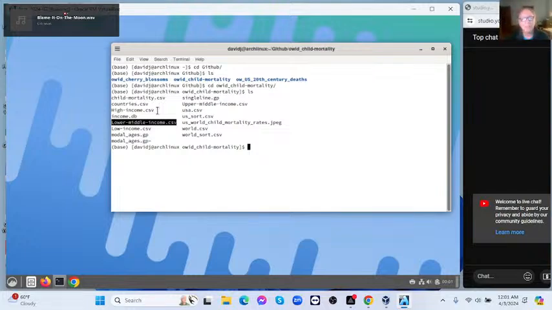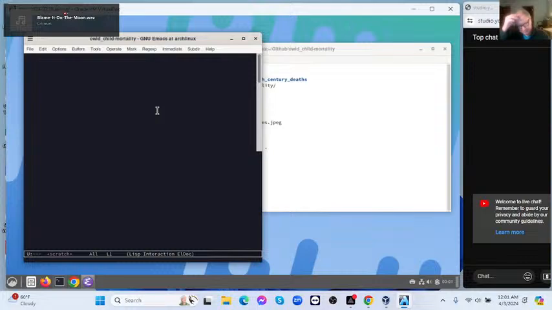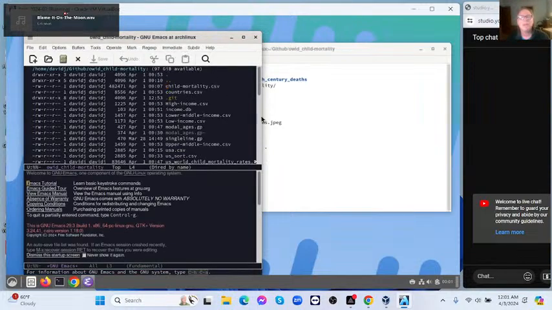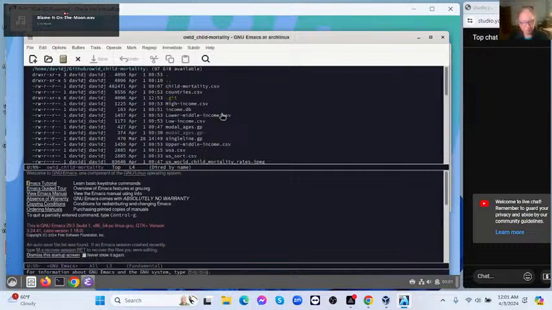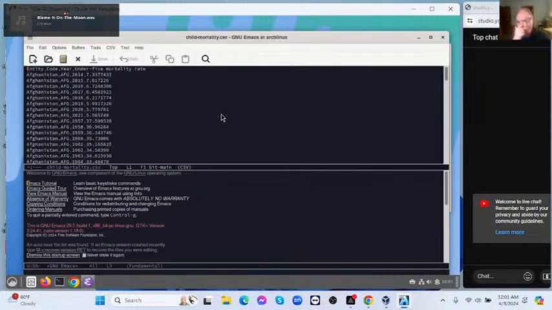Let's take a look. Let's fire up Emacs here and take a look at the original data. We're going to use my new favorite Emacs mode, which is CSV mode. All right. Why? Because it's fun to look at. Because it's just fun to do this. Okay, child mortality.